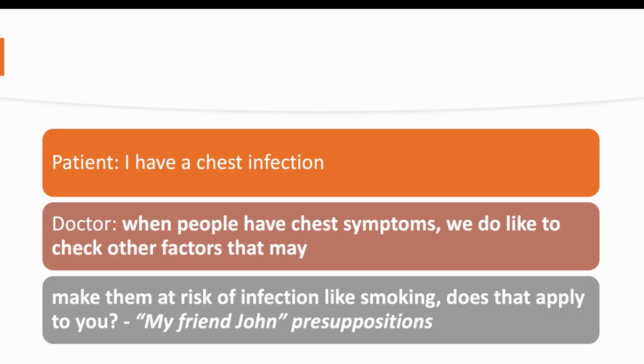Patient: I have a chest infection. Doctor: When people have chest symptoms, we do like to check other factors that may make them at risk of infection, like smoking. Does that apply to you? In this example, you can see that the doctor was very sensitive about asking a question about smoking, and he gave the right context by using that third person presupposition here. This allowed the patient to respond positively or negatively depending on whether the situation applies to him or not.